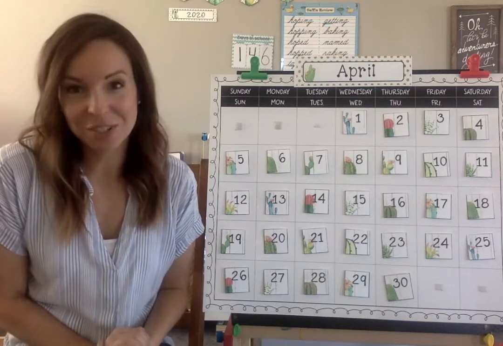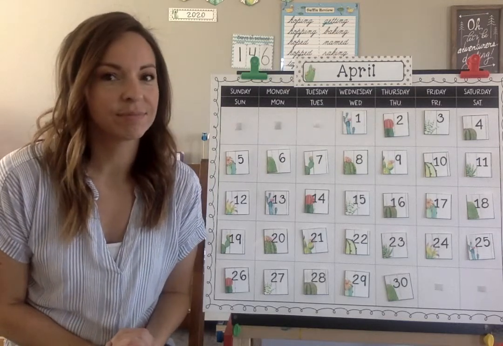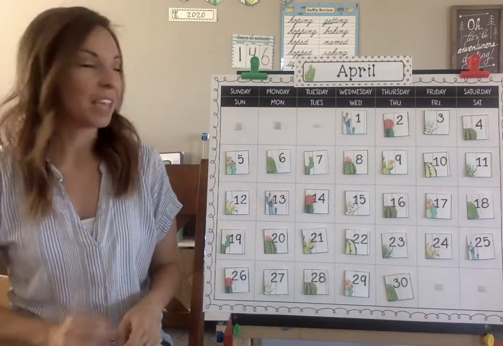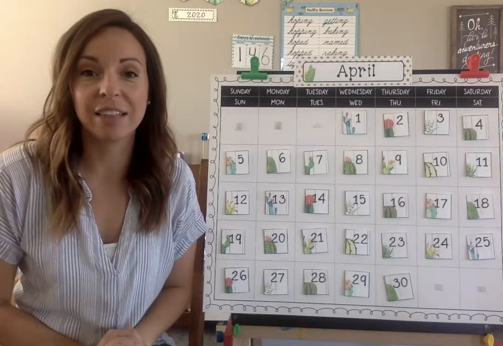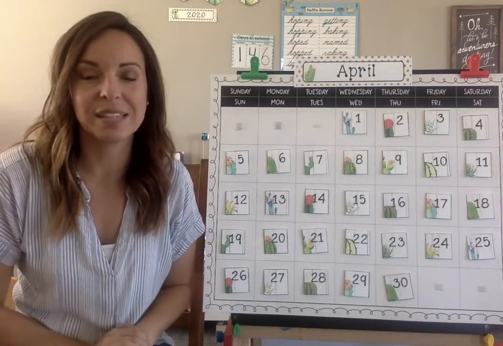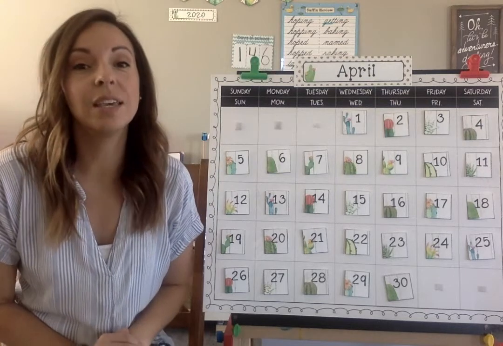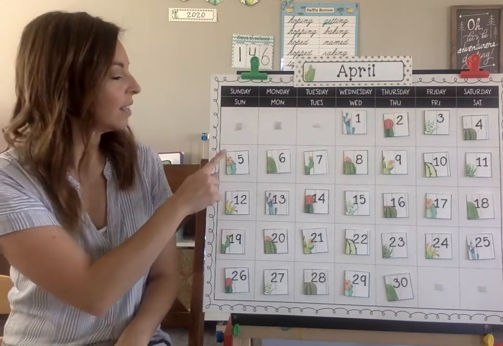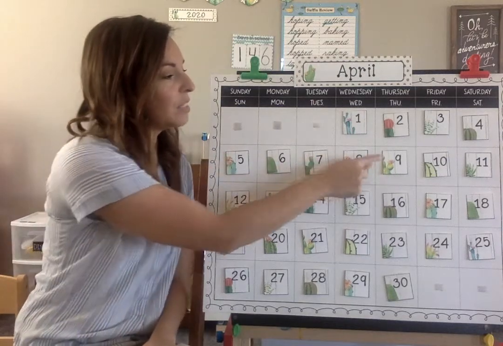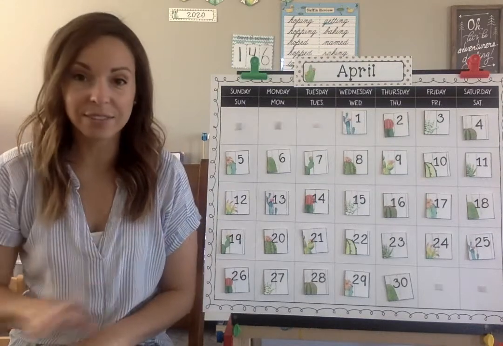My first question, I'm going to start off with an easy one, is what month are we in? That's right, it's the month of April, and you can always tell what month it is by looking at the top of your calendar. The month will always be written up at the top. How many days are there in 1 week? That's right, 7. Sunday, Monday, Tuesday, Wednesday, Thursday, Friday, and Saturday. We have 7 days in every single week.